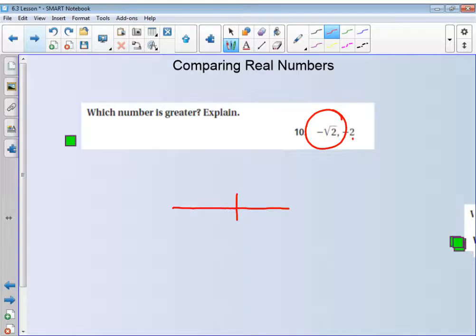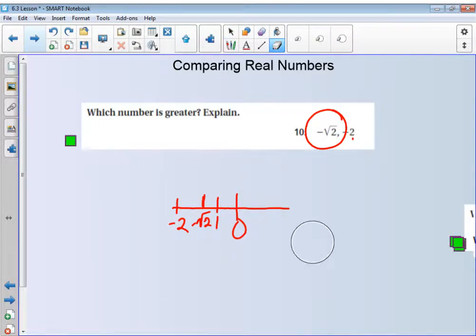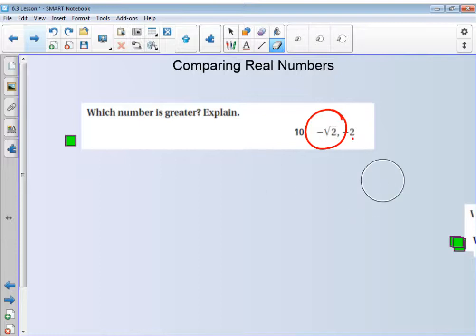If I was looking at my 0 line, here's negative 2, and the negative square root of 2 would be at negative 1.4, if this was 1. This would be my negative square root of 2. So it's bigger because it's further down the line on the right side. Okay, so that's working with comparing some real numbers.